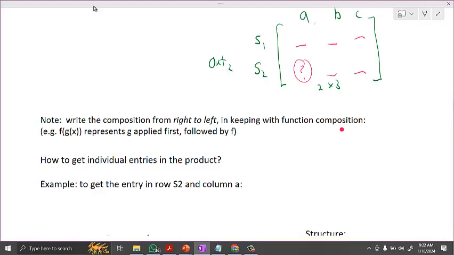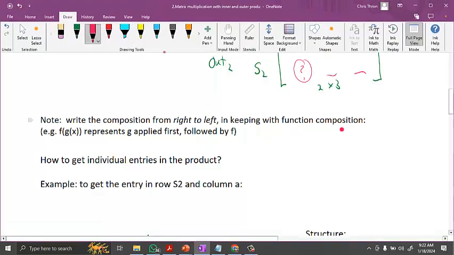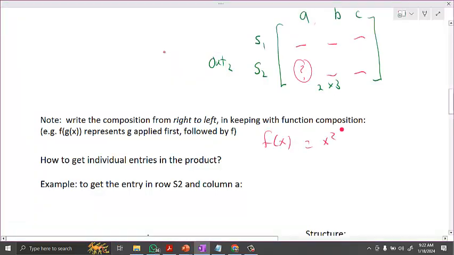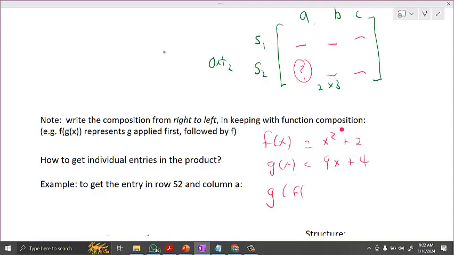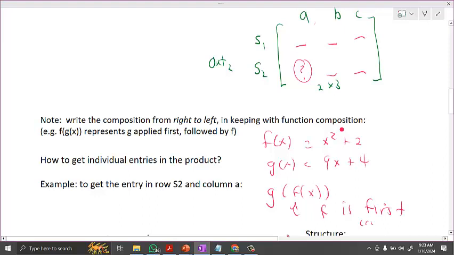Okay. So if I give an example, if I say, for instance, f of x equals x squared plus 2, and then g of x is equal to 9x plus 4, then if I take g of f of x, that means I'm taking the f of x first, and then I'm applying the g of x. So this means that f of x is first. Okay. The first function is on the right. The second function is on the left. Okay. So that's the same thing that's happening here.